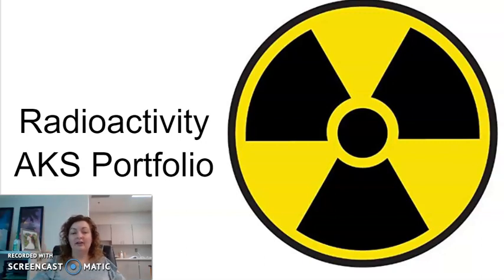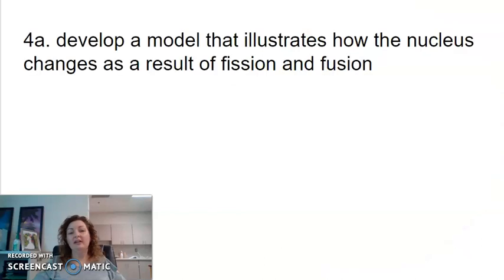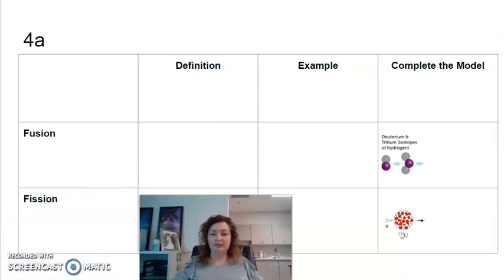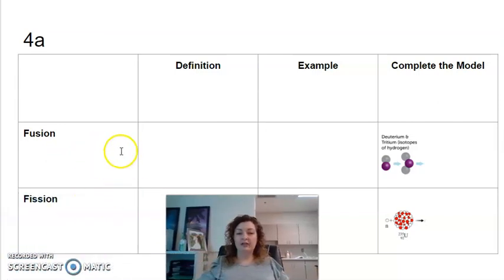So we're going to look at our AKS portfolio for radioactivity, and we're going to go ahead and start with 4A. It says, I can develop a model that illustrates how the nucleus changes as a result of fusion and fission. So if we look at your sheet, you have fusion and fission, and then you are needed to give the definition, an example, and complete this model. So the model's been started for you, and it's saying, hey, what else is it going to look like as a result of fusion and fission?